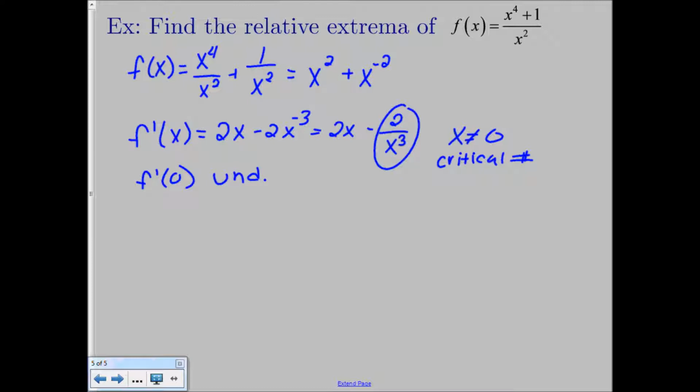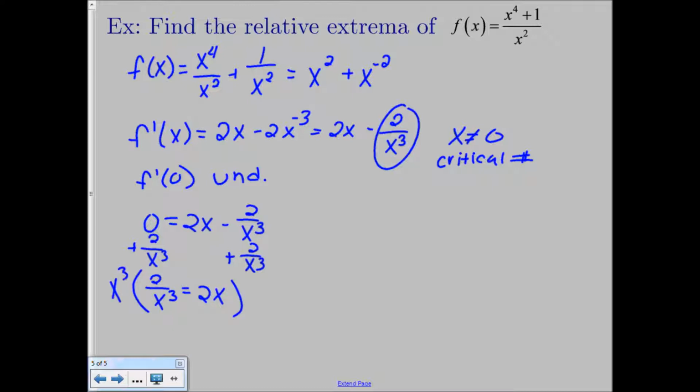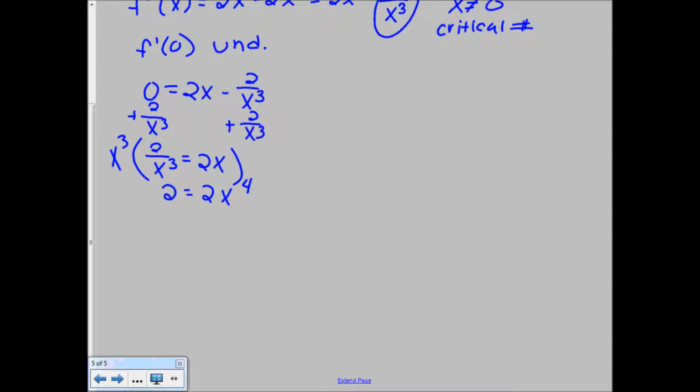Now let's set that 2x minus 2 over x cubed equal to 0 and solve. Well, let's first add 2 over x cubed to both sides. So we get 2 over x cubed equals 2x. If we multiply everything by x cubed to get rid of our fractions, we get that 2 is equal to 2x to the fourth, which if we divide everything by 2, we get 1 is equal to x to the fourth. Moving that 1 back over, we get 0 is equal to x to the fourth minus 1.